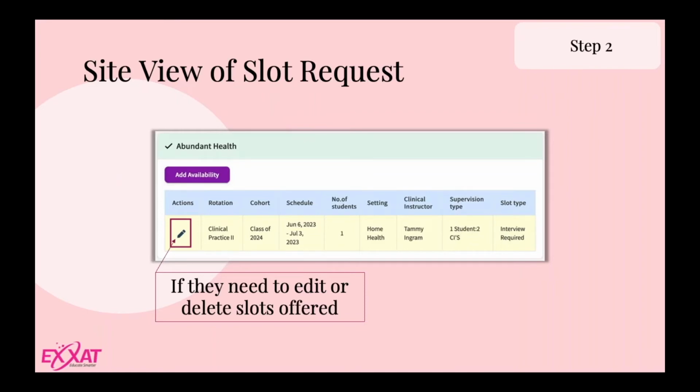Once they have added this, they'll see what they've given, and they can use the pencil to go back and edit or delete the slots that they started to offer. So if they look at it and think, oh wait a sec, I meant to do a different one, the pencil's fine. They'll click on the pencil. They'll be able to change it.